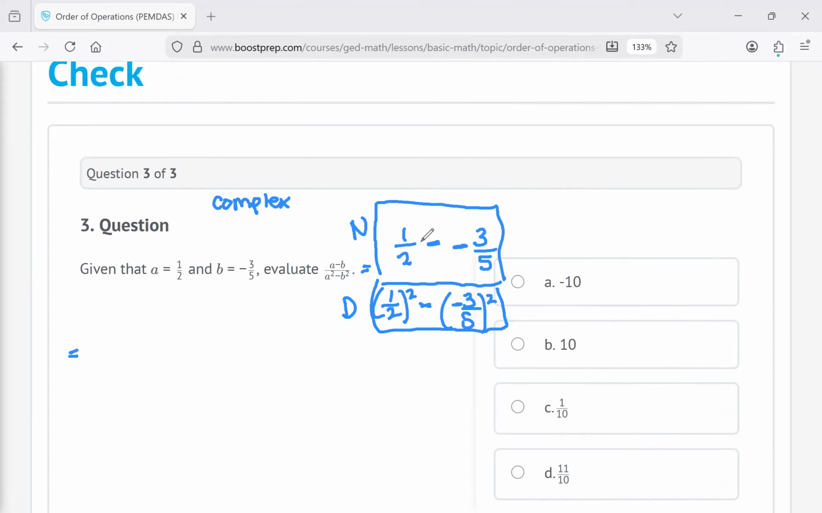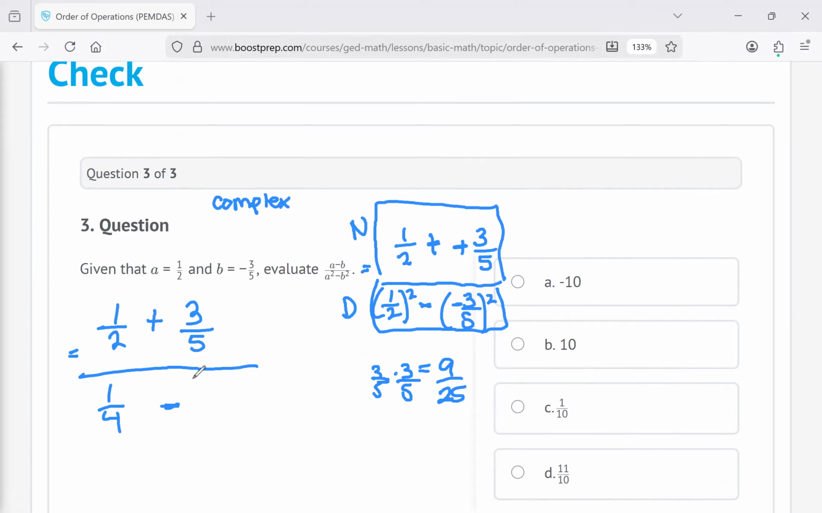So on the top, what is 1/2 minus -3/5? Well, we know that two minuses becomes a positive, so that's going to be 1/2 plus 3/5. And then on the bottom, what's 1/2 squared minus 3/5 squared? Well, we know that 1/2 squared is 1/4 minus 3/5 squared. What is 3/5 squared? That's the same thing as 3/5 times 3/5. Well, that is 9/25.